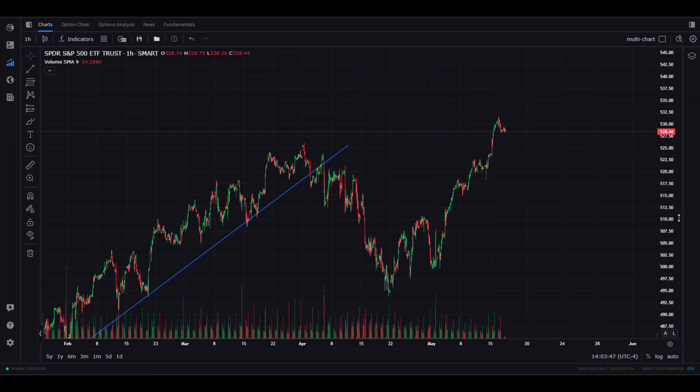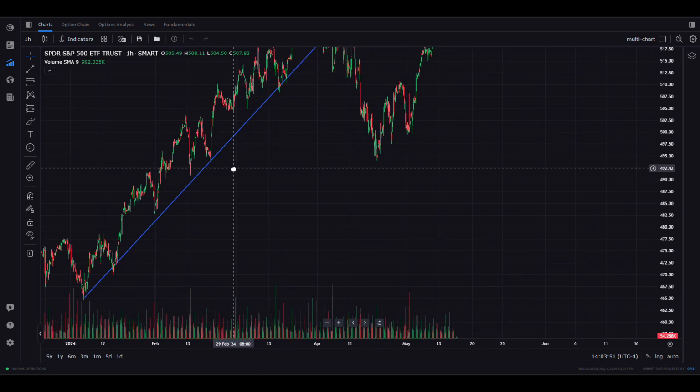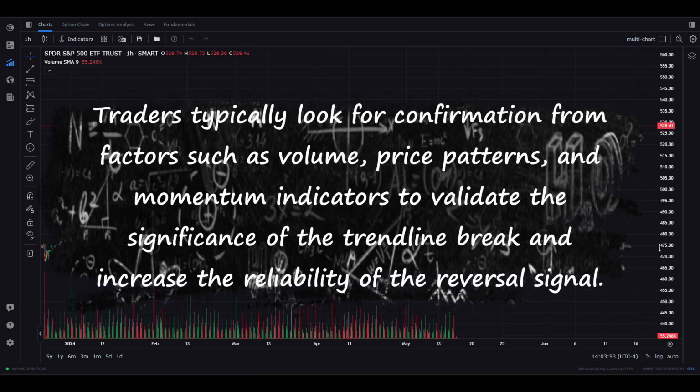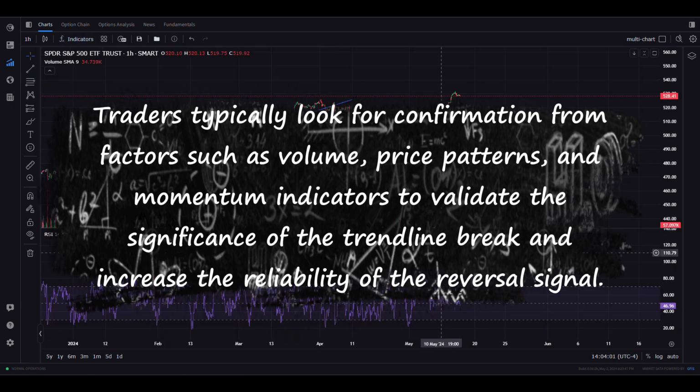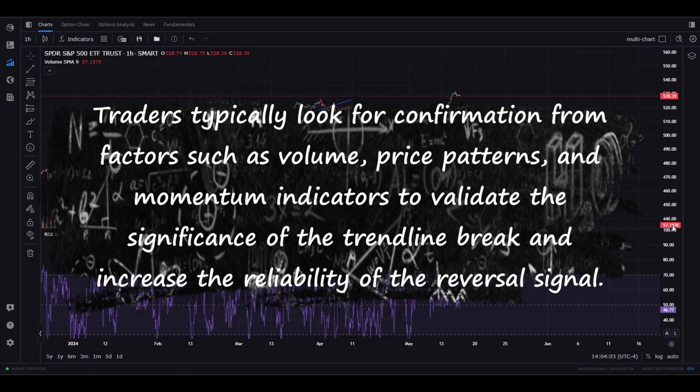Breakouts and breakdowns. Breakouts or breakdowns of trend lines are not standalone signals, but are often used in conjunction with other technical indicators to confirm potential trend reversals. Traders typically look for confirmation from factors such as volume, price patterns, and momentum indicators to validate the significance of the trendline break and increase the reliability of the reversal signal.